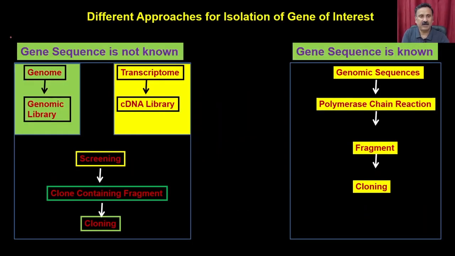We have discussed approach one, which was very popular in the pre-genomic era, when the genomic sequences were not known and you only knew that there is an antibody found in the patient, or a DNA fragment was found, something like that. In those cases, you have to use the genomic library. So you take the genome and prepare the genomic library, or you isolate the messenger RNA and prepare the cDNA library.